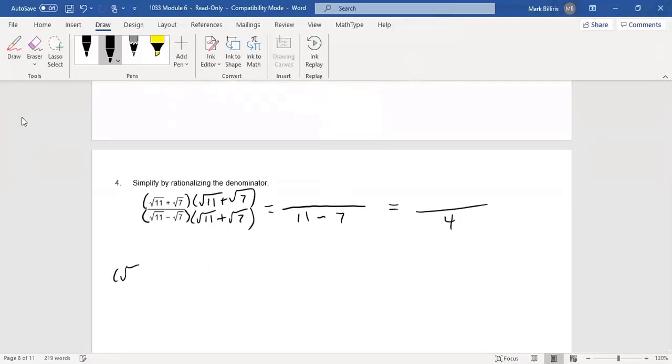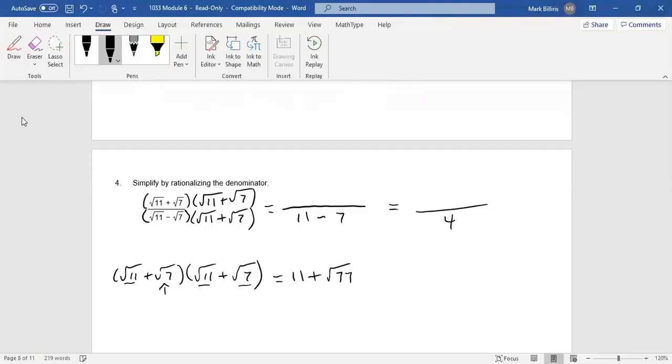Okay, so I'm multiplying the square root of 11 plus the square root of 7 times itself. We did an earlier example when we had a quantity squared that we had to rewrite and now use the distributive property. So here we have the square root of 11 times both the square root of 11 plus square root of 7. So the square root of 11 times itself, remember, removes the radical sign. The square root of 11 times the square root of 7 is the square root of 77.